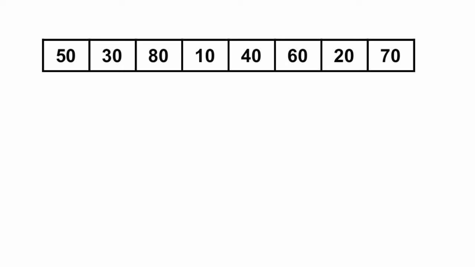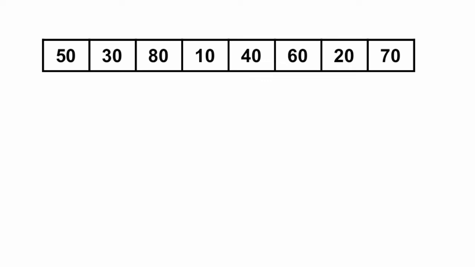Once the pivot element is chosen, the next process is to take the pivot element to the correct position in the final sorted array. And by the end of this procedure, all the elements to the left of the pivot element will be less than the pivot element and all the elements to the right of the pivot element will be greater than the pivot element. So let's see how this is possible.